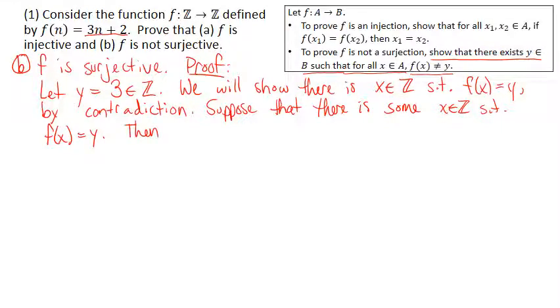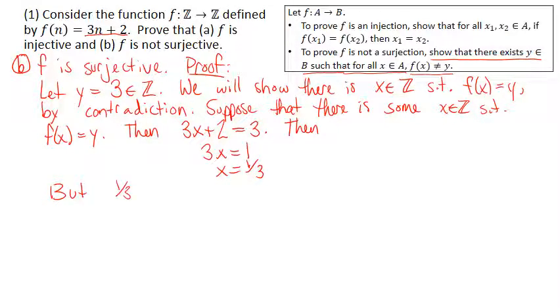So if f of x does equal y, then we have that 3x plus 2 equals 3. I guess I should have used n, but I just went with x by default. Then we can do a little algebra, so 3x would equal 1, and then x would equal 1/3. But we supposed that x was an integer, and 1/3 is not in the integers, which is a contradiction.